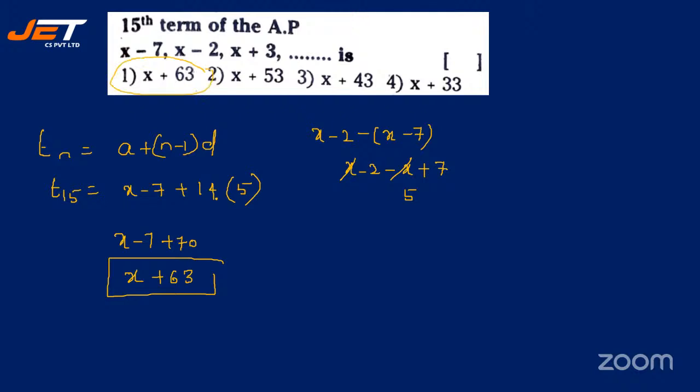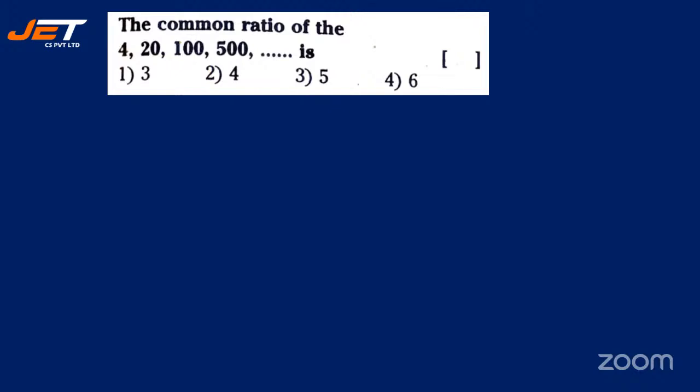If you are also getting option 1 as the correct answer, then your answer is right. All right? Let's move on to the next sum. What is the common ratio of the series? First of all, you should check whether this is AP or GP. So what is AP? AP terms are A plus D, A plus 2D, and so on.